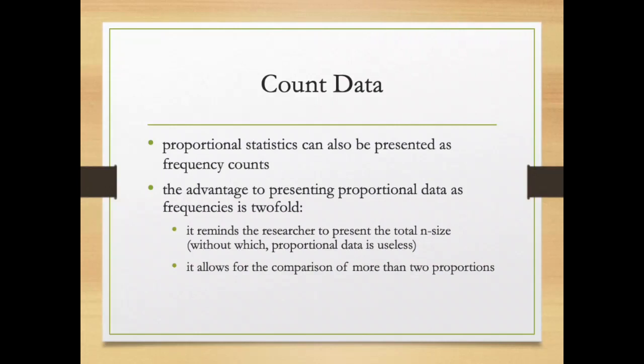Secondly, using count data for the presentation of proportional data allows you to simultaneously compare more than two proportions. The z-test of proportions can only test a proportion against a hypothetical value. If you want to test more than two sample proportions, you're going to need to cast your data into a frequency count design.